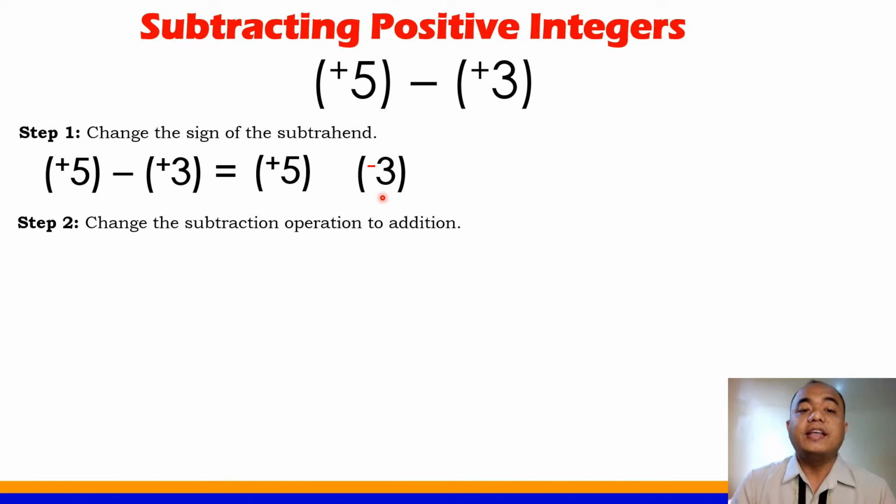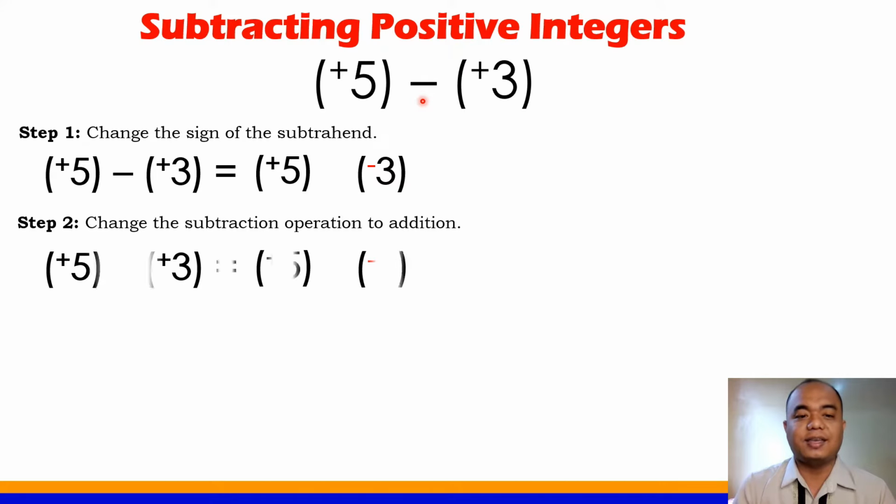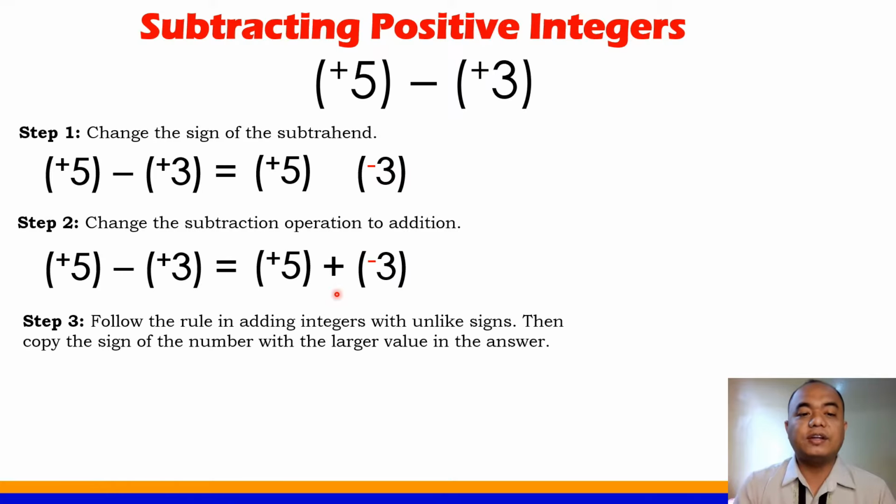The second step, change the subtraction operation to addition. Okay, so itong subtraction operation natin, class, iti-change natin ito to addition. Okay, so from this one, maglalagay na tayo ng addition dito. Okay, nakuha nyo? Next, and the third step, follow the rule in adding integers with unlike signs, then copy the sign of the number with the larger value in the answer.